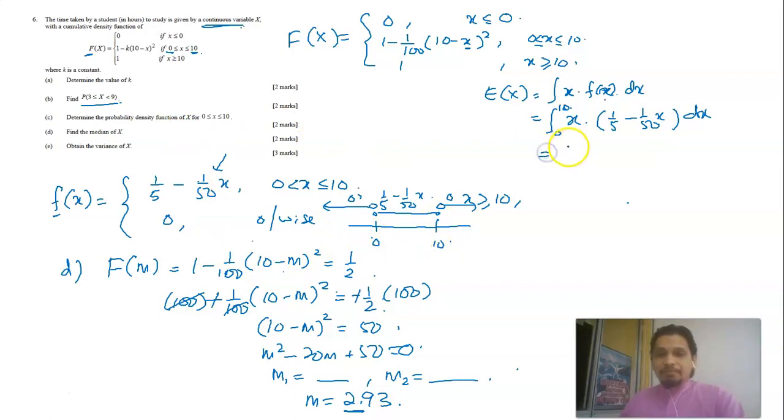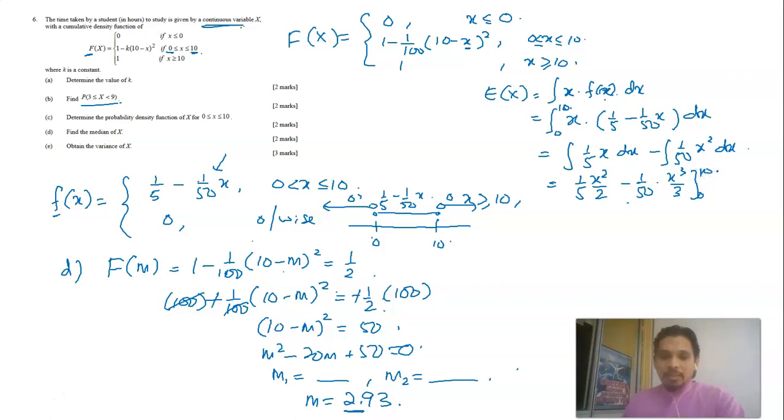For this one, integral of 1 over 5 x dx minus integral of 1 over 50 x squared dx. So it is 1 over 5 x squared divided by 2 minus 1 over 50 x cubed divided by 3, from 0 until 10. You should get this as 10 over 3.